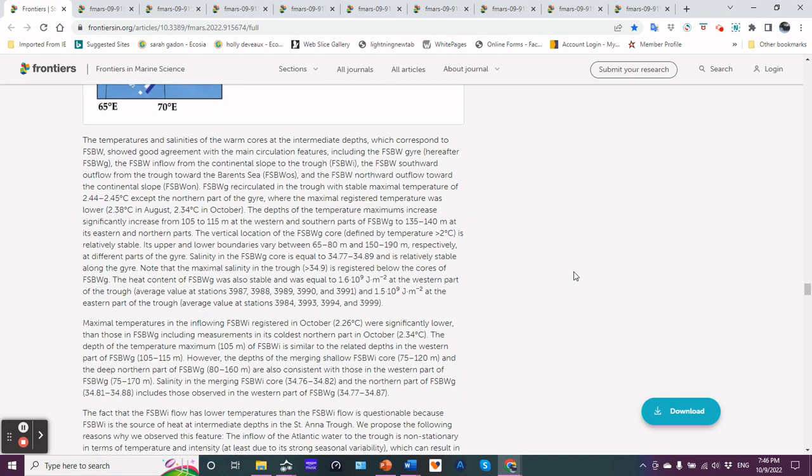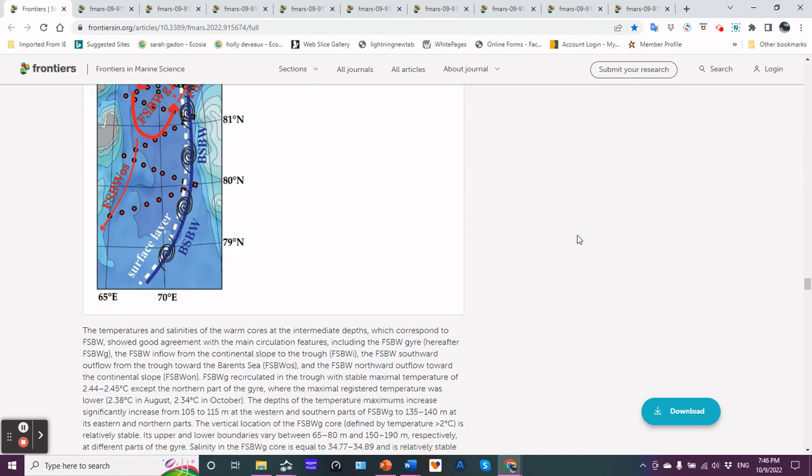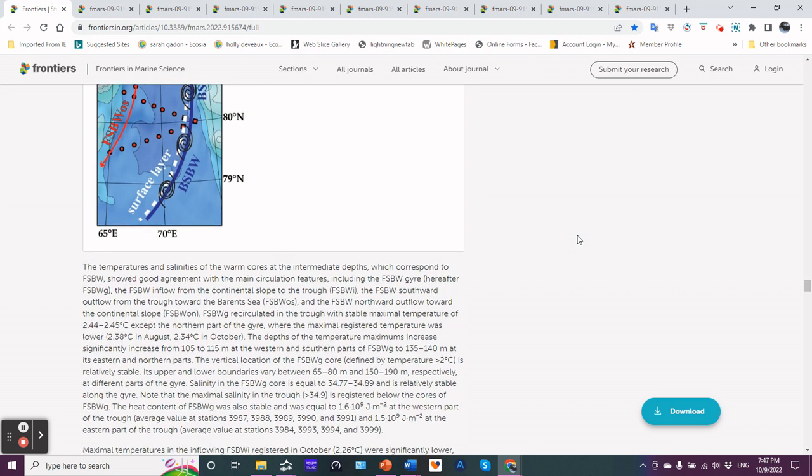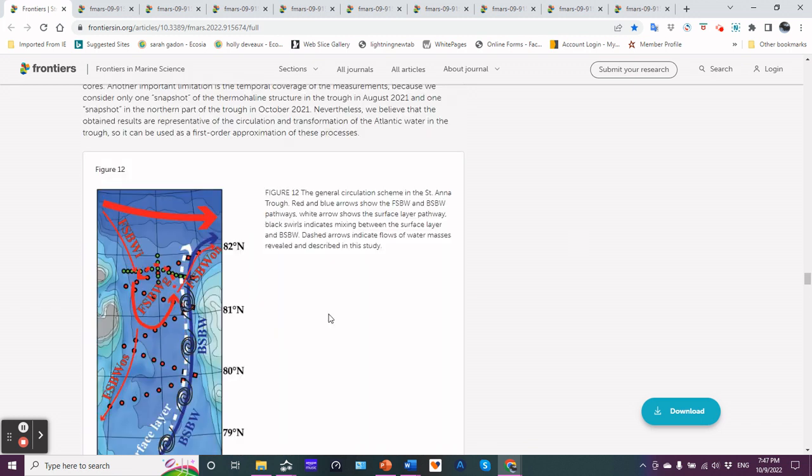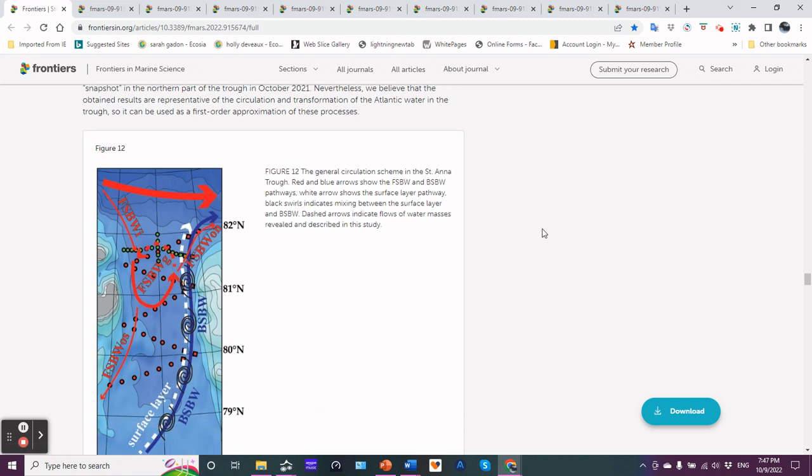And they go on to say that the temperature and salinities of the warm cores at the intermediate depth, which correspond to the FSBW, show good agreement with the main circulation features, including the gyre. And they refer to it as FSBW small case G. Okay? So that makes sense. I don't know if they did. Yes, they did. They put the G in here. I didn't see that at first. So yeah, there's your gyre right there. So they did indicate that.